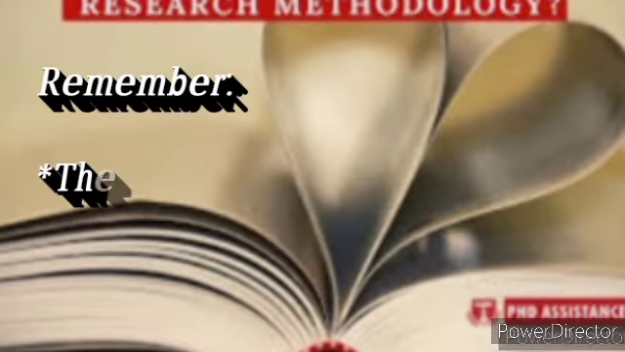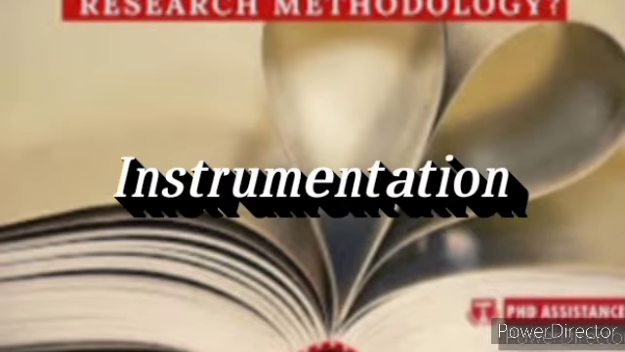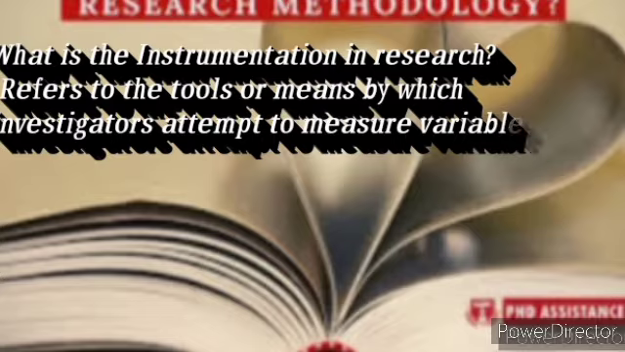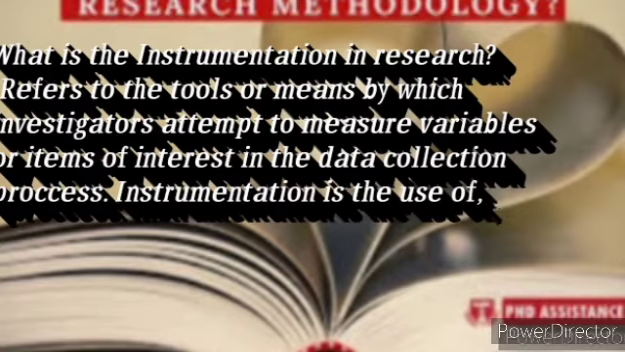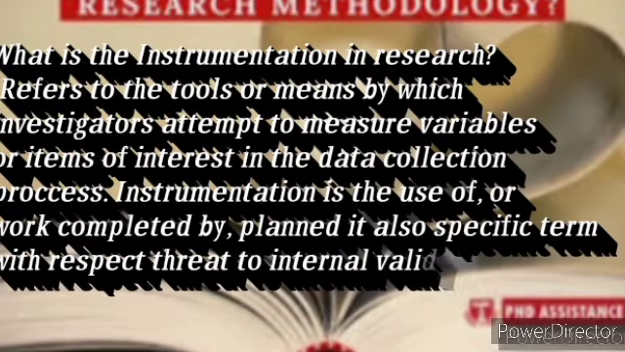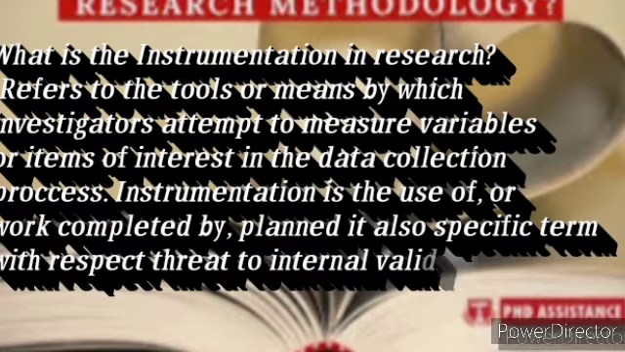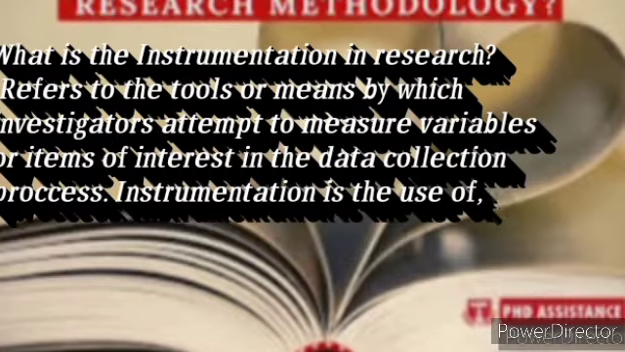What is the instrumentation in a research? Instrumentation refers to the tools or means by which investigators attempt to measure variables or items of interest in the data collection process. Instrumentation is the use of or work completed by plan. Instruments is also a specific term with respect to internal validity in research.